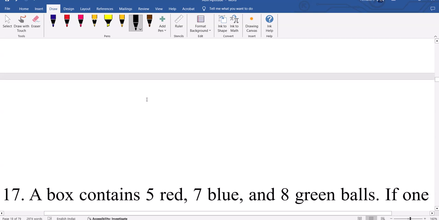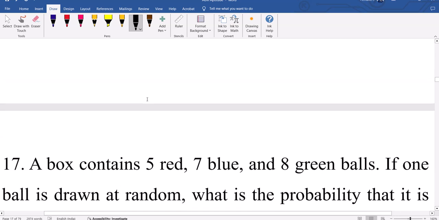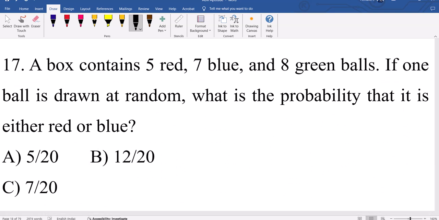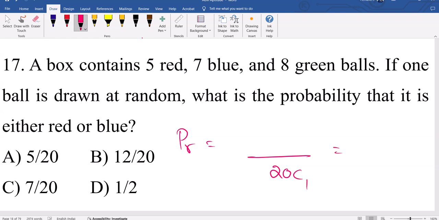Now what about the 17th question? Probability. We have 5 red, 7 blue, 8 green. How many balls are to be drawn? Only 1. Total we have 20 balls. We are going to draw one ball. 20 C1 is nothing but 20.